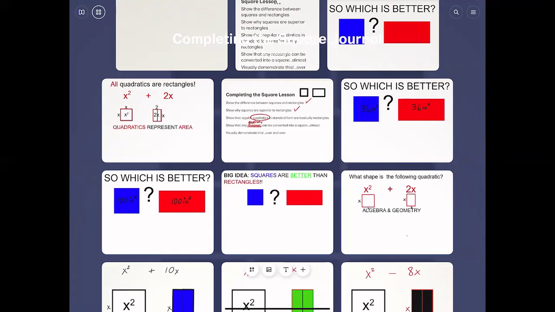I'm going to do a video on completing the square, and I'm going to do this video using visual representation because I think once you see what actually is going on with squares and rectangles, it's easier to understand the completing the square process.